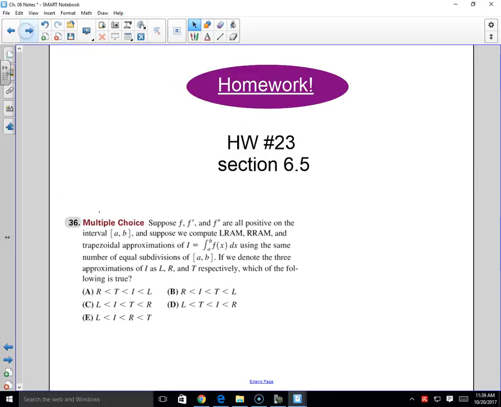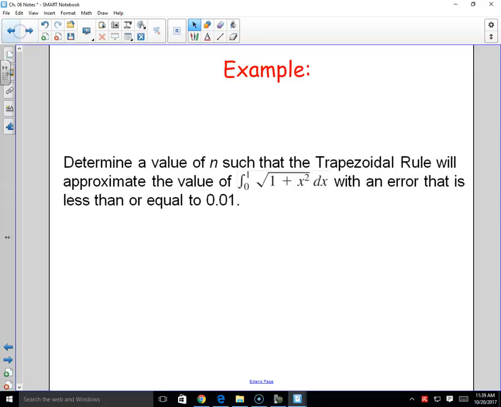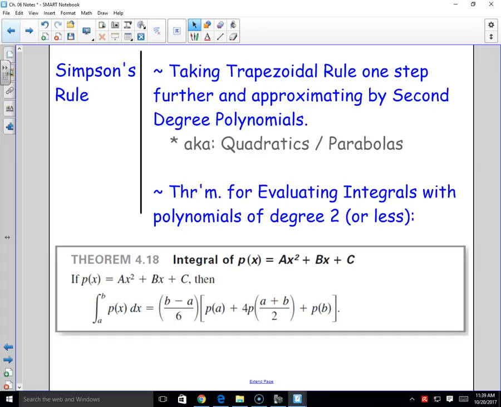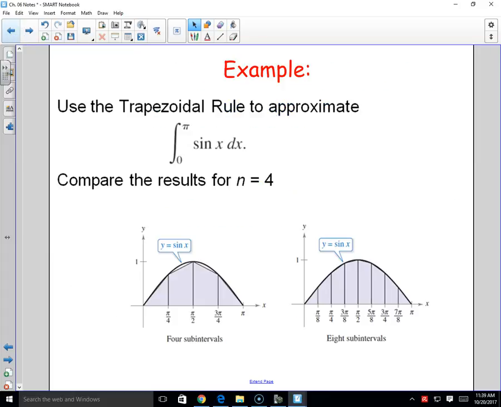So guys, are we done? I don't think we are. Simpson's rule is not necessary for the test, which is a little bit nice. It talks about looking at the trapezoidal rule a little further. I think we need Monday to do 6.5.